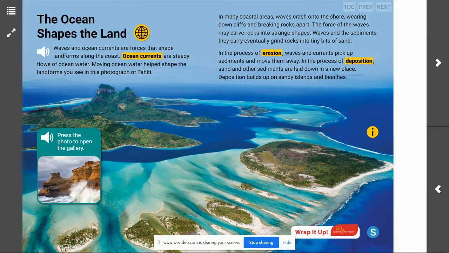Your goal today is that you can describe how the ocean shapes the land and you can explain the processes of erosion and deposition. Last time we were together, we started talking about what we remember from times we've been at the beach, and the life that lives in the ocean. The question we want to ask today is, how do waves move?